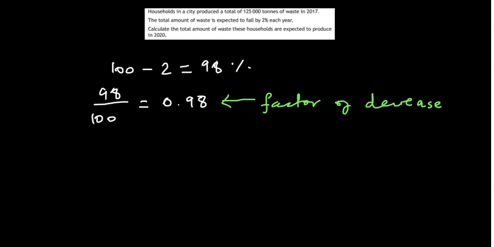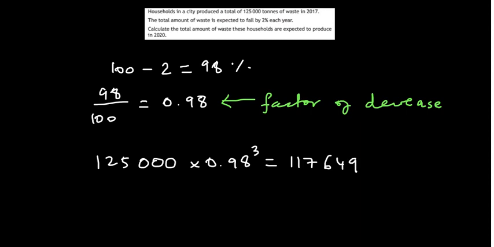And then it's decreasing from 2017 to 2020, so that would be 3 years. So we just raise that to the power of 3, and then we multiply it by 125,000. So that would give 117,649. And that would be in tonnes.